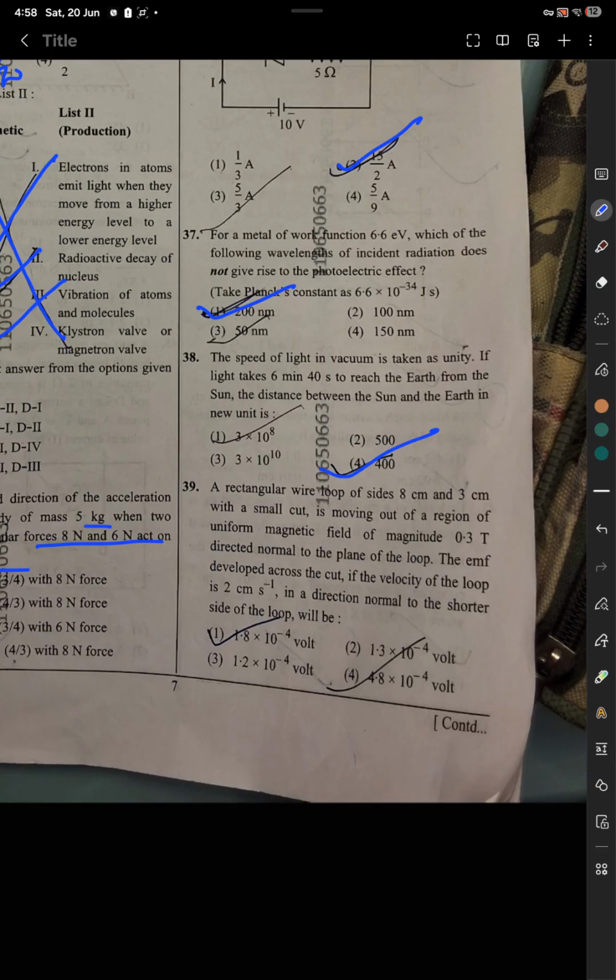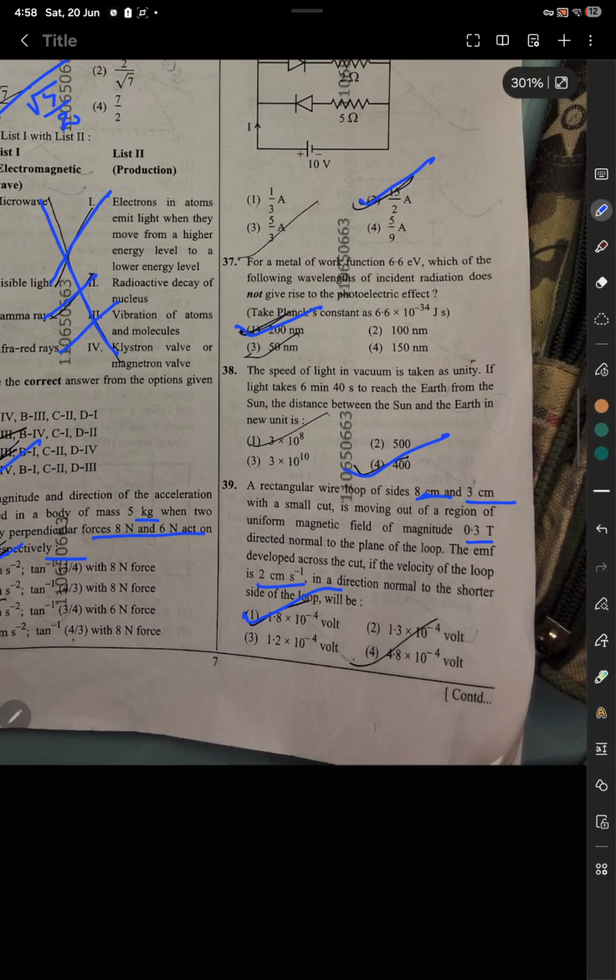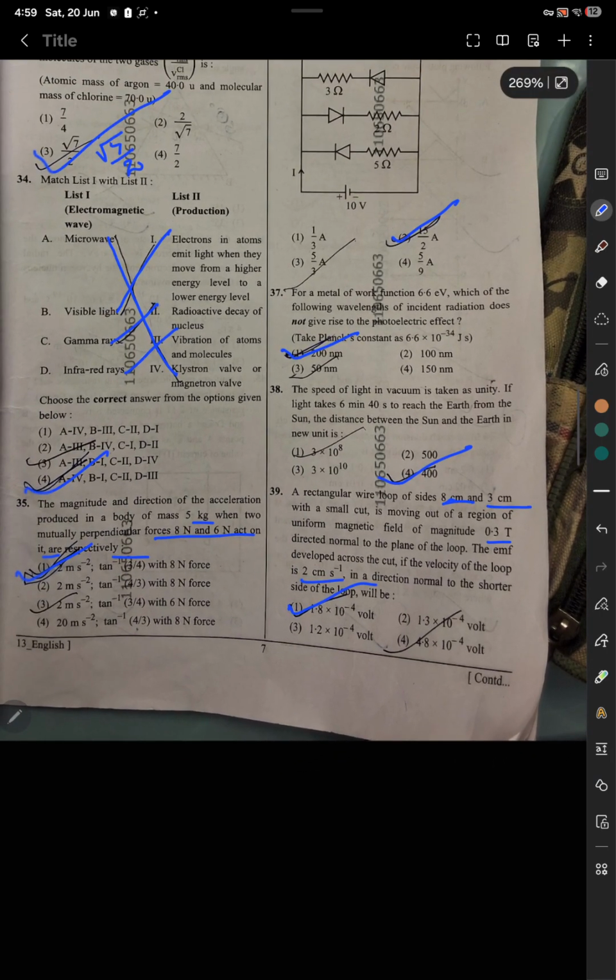A rectangular wire loop of side 8 cm and 3 cm with a small cut is moving out of the region of uniform magnetic field of 0.3 T directed normal to the plane of the loop. The EMF developed across the cut, if the velocity of the loop is this in the direction normal to the shorter side of the loop, will be. So option number 1 is your correct answer. Let's move to next question.